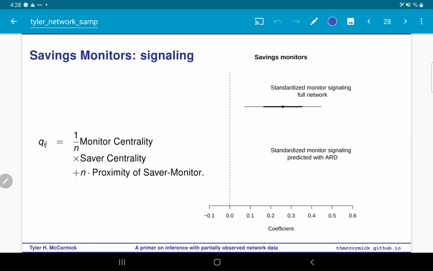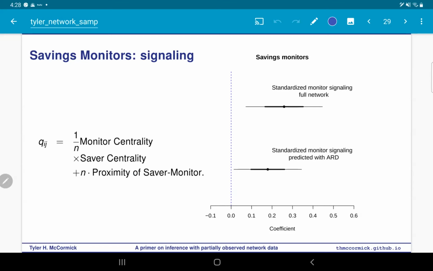So this is using the full network. So this is using the full graph of connections. If we look at the ARD case, we get a coefficient that's of course not exactly the same, but is substantially overlapping and provides the same substantive insights as if we had the full network data.